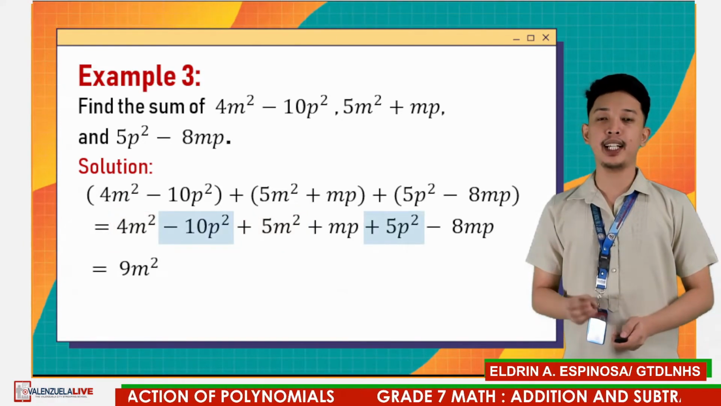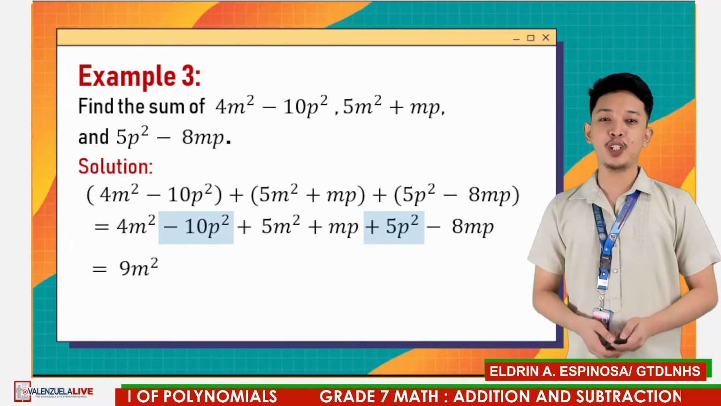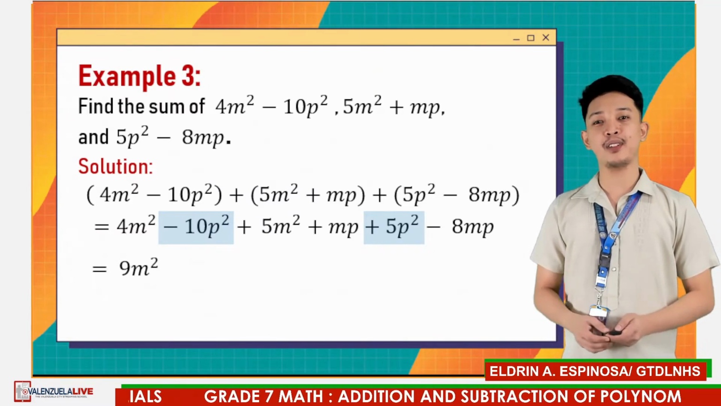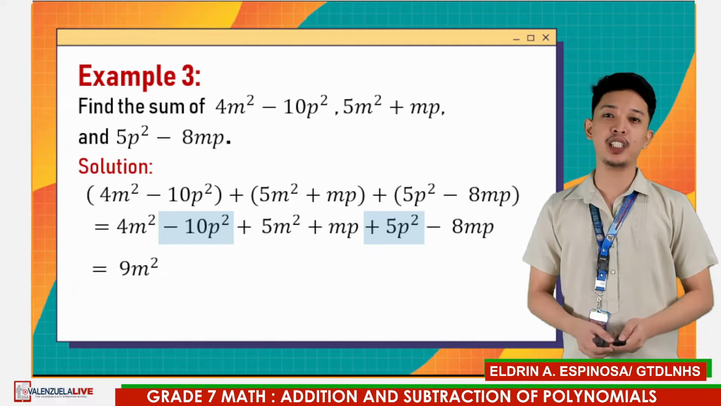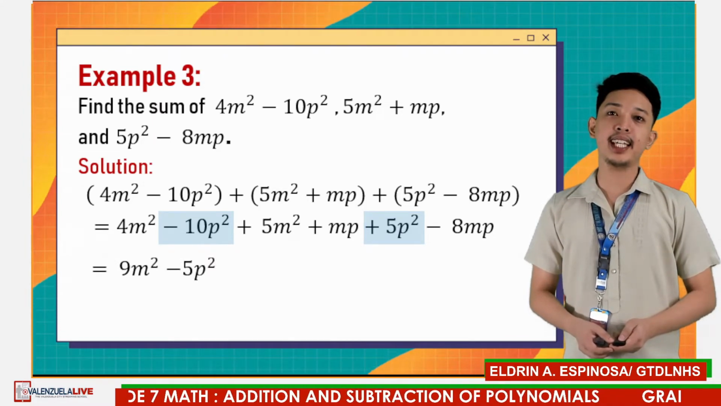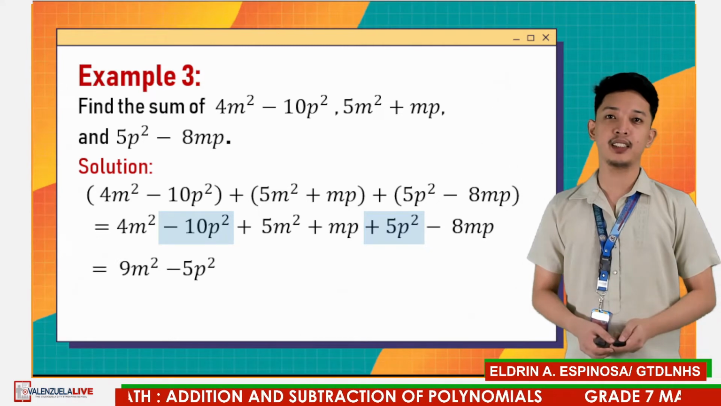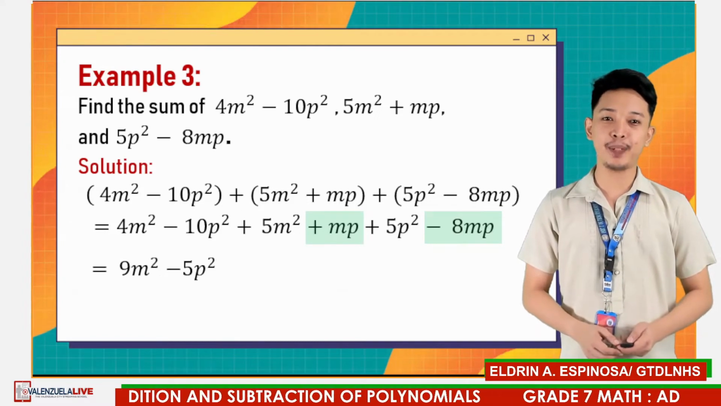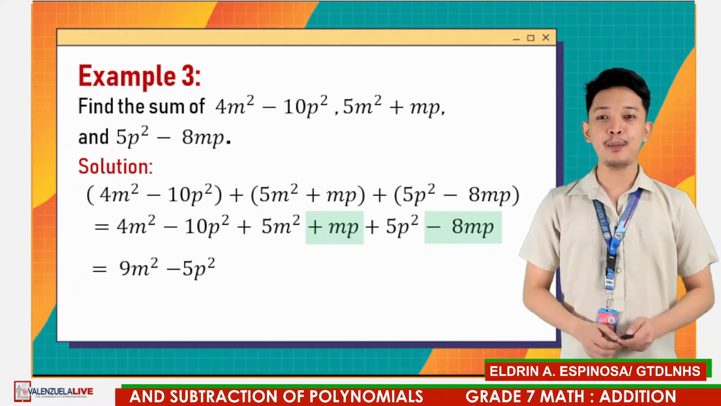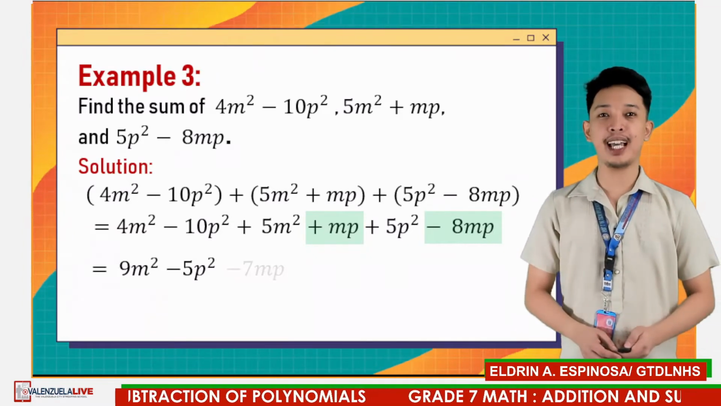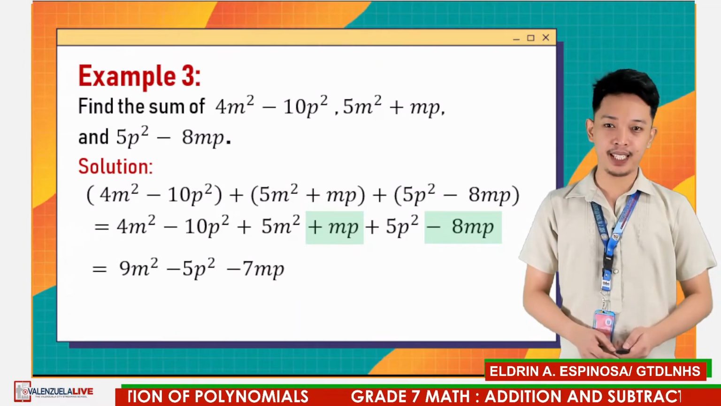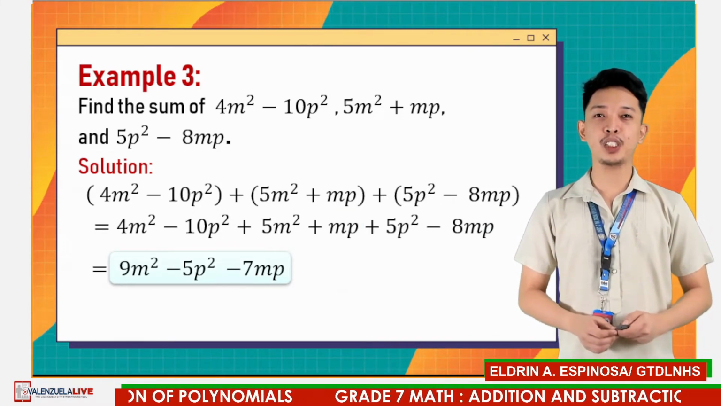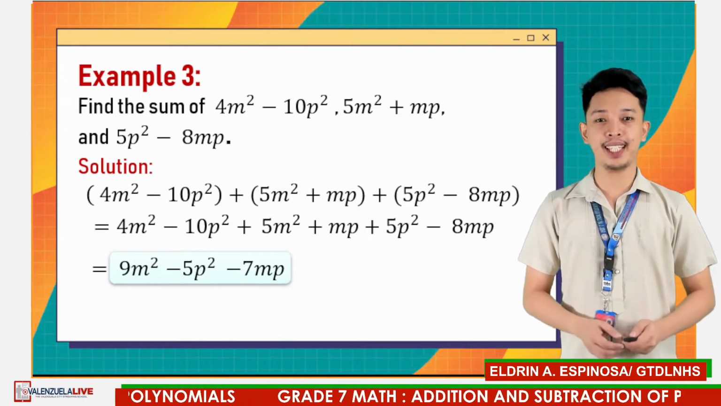Next, negative 10p squared plus 5p squared. Add the numerical coefficients. Negative 10 plus 5 is equal to negative 5. Then copy the same literal coefficient, which is p squared. So we will have negative 5p squared. Lastly, positive mp minus 8mp. Take note that this expression is the same as mp plus negative 8mp. So we will have negative 7mp. Therefore, the sum is 9m squared minus 5p squared minus 7mp.